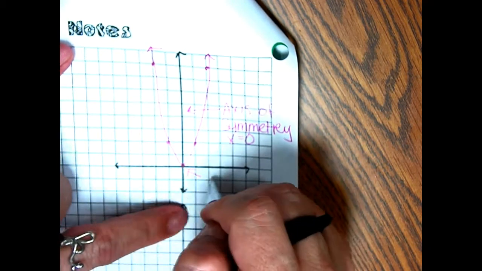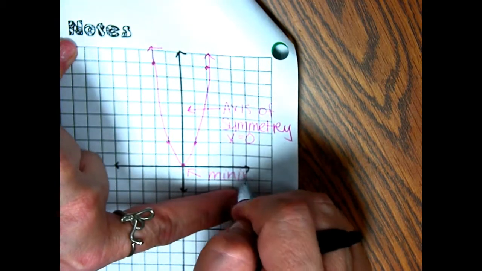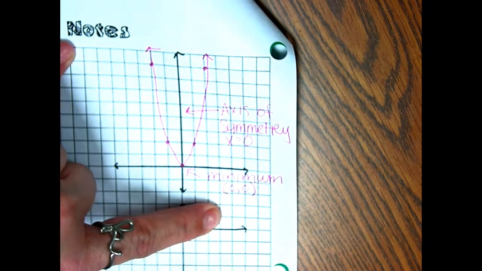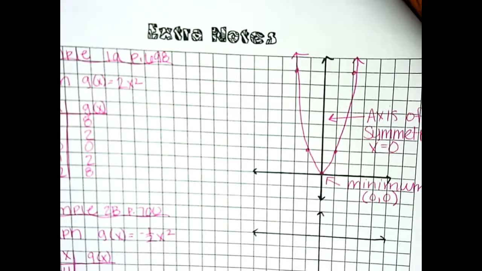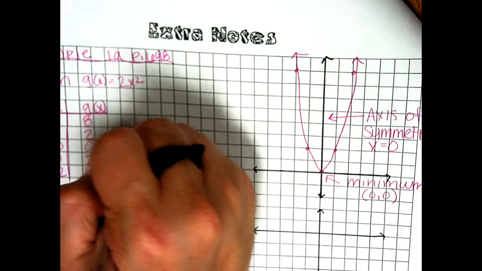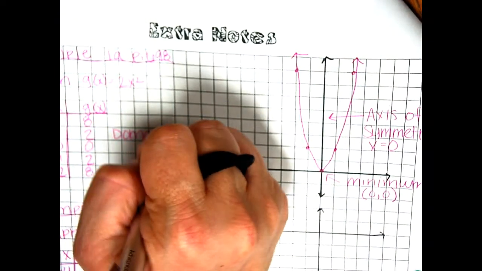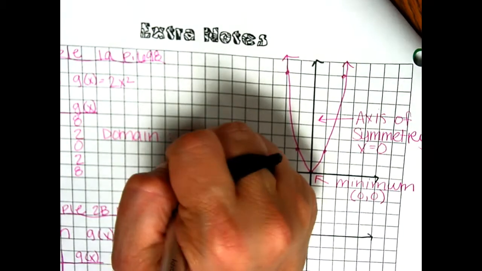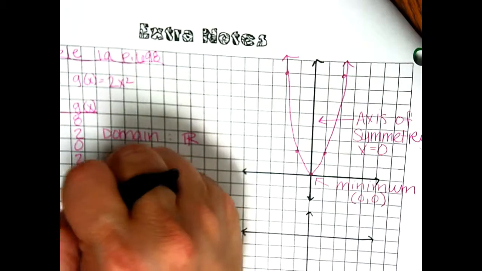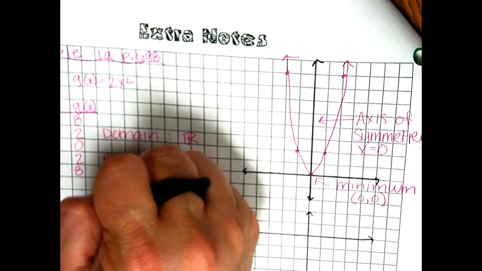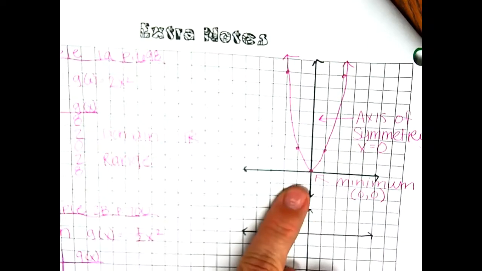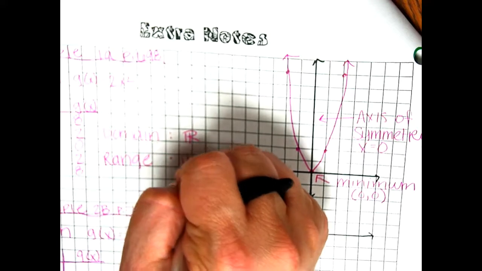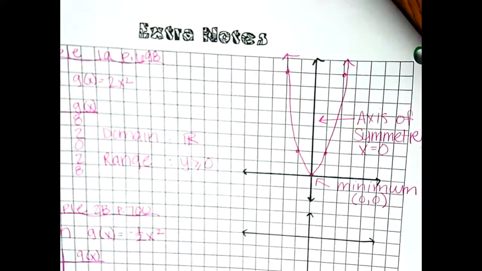Because it opens up, my minimum is 0, 0. Then it also wants to know about the domain and range. My domain, as you can see on the graph, is not limited, so it's all real numbers. And my range, no matter what x value I put in, is not going to drop below 0, so I would say y is greater than or equal to 0.